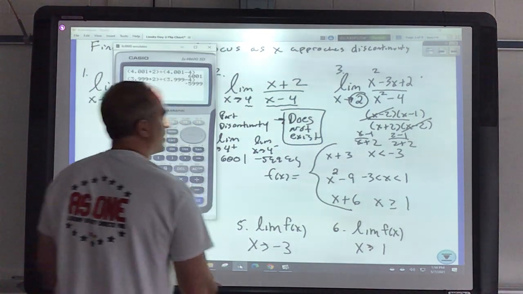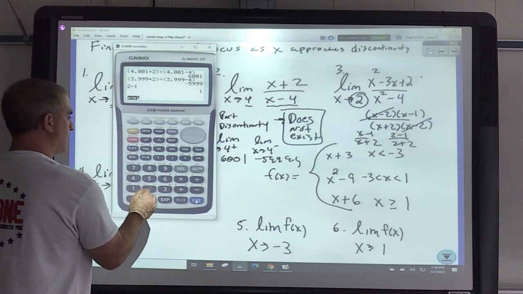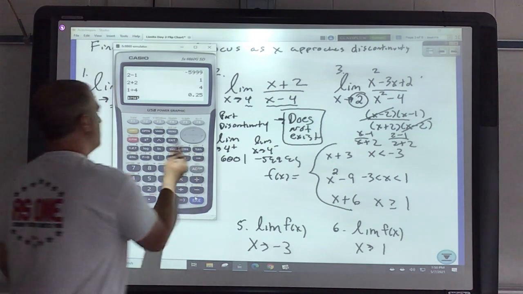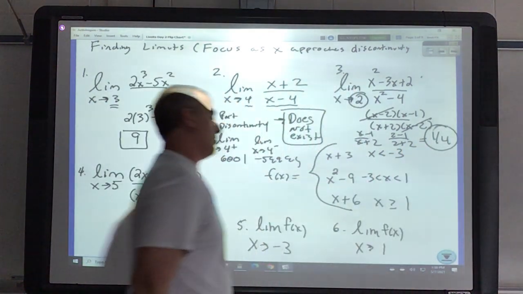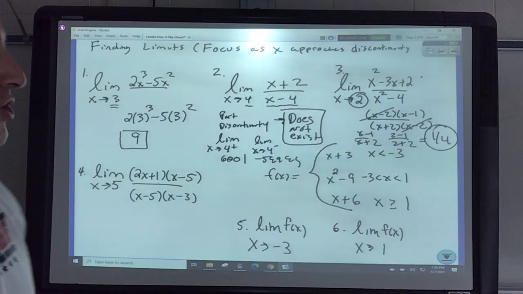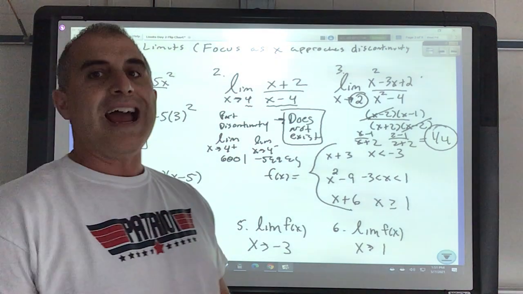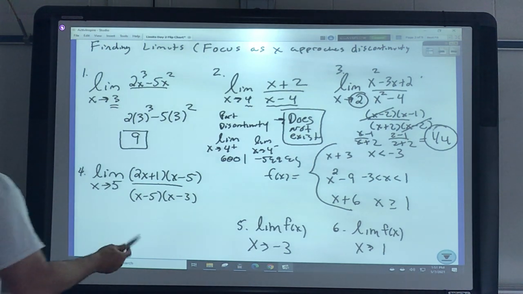So 2 minus 1 is 1, and 2 plus 2 is 4, so 1 divided by 4 is 1/4. That is what my limit equals, because 2 is not part of the discontinuity anymore. It got eliminated. There's still a hole in the graph, but it actually does have a limit of 1/4.